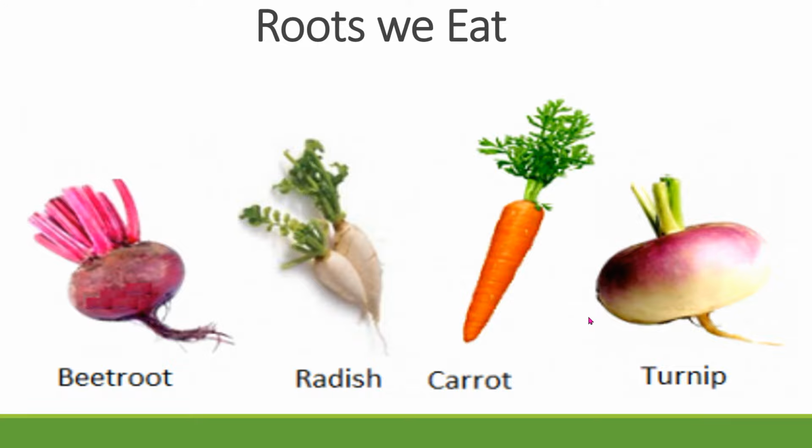Food prepared by the plants is sometimes stored in the root part of the plant that we use for edible purposes like beetroot, radish, carrot, turnip.